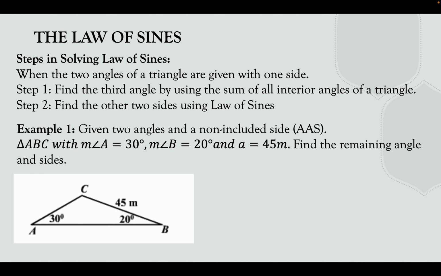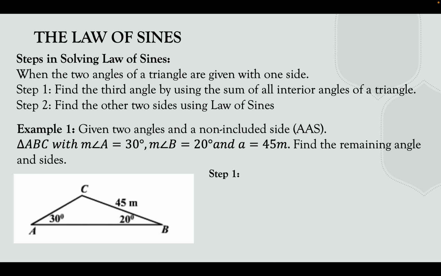Find the remaining angle and the sides. So we have here the illustration, triangle ABC, given angle A 30 degrees, angle B is 20 degrees, and side A is 45 meters. So step number one is, what is the step number one? We need to find the third angle.